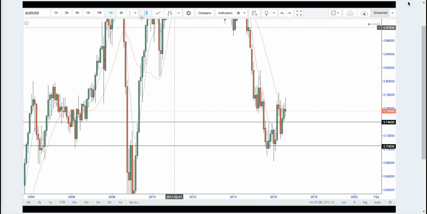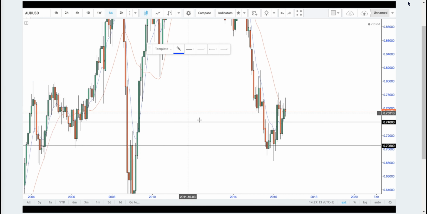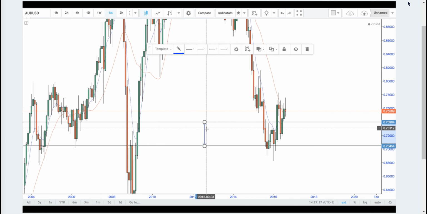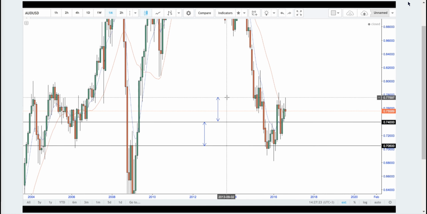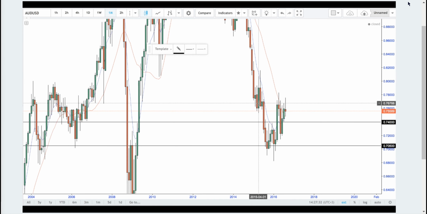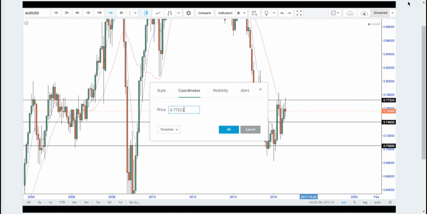What you can do, once you've got that range on there, is measure it with the arrow, if you will. Once you've measured it with the arrow, you can then clone the arrow, add an arrow to the top, add another horizontal line here, and so on. Or simply, if you can see that it's 350 pips apart, we can just do it in our heads. So 7400 add 350 is 7750. So 7750 there on the Aussie.